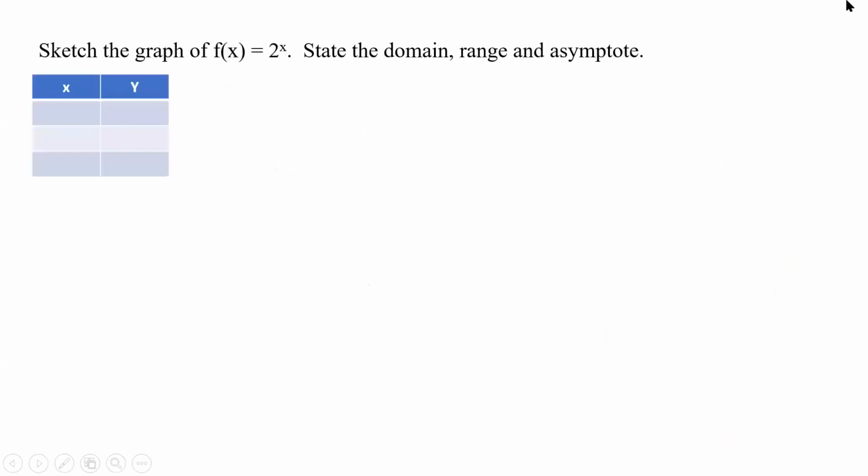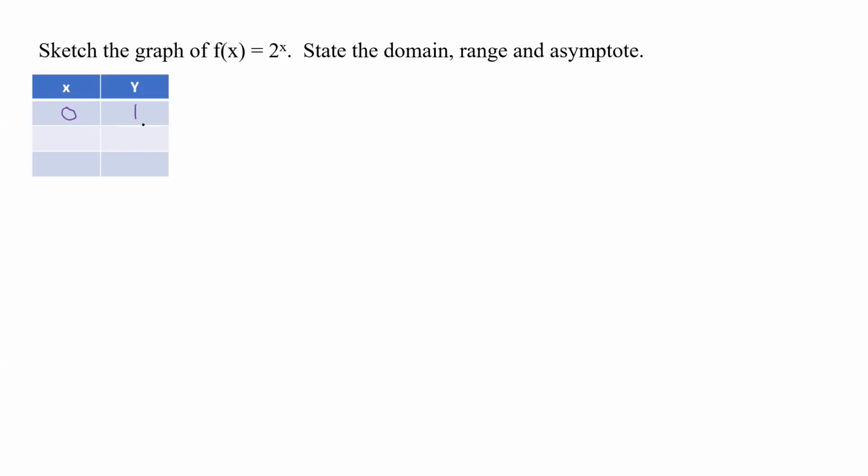So what we're going to do is attempt to draw a graph here. I've made a table, and we're going to fill in the table. They always say use that 0, 1. So if we plug in 0 for x, what do we get? Well, 2 to the 0 is 1. So that's going to be 1 point.